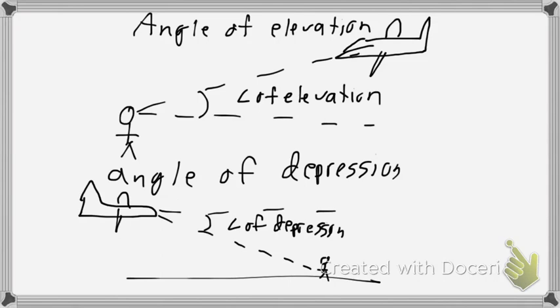If it is like looking down from something, so if you're on the ground looking up, angle of elevation. If you're at a high place looking down, angle of depression. And here's how those are used.